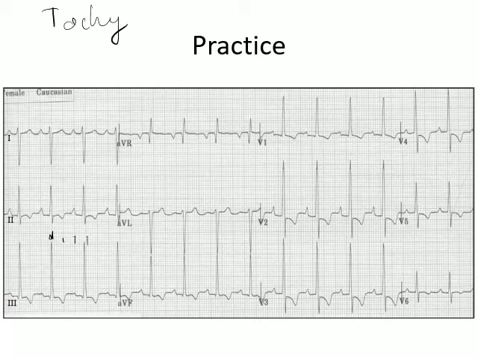Then you can see that the P wave is upright in lead 1 and lead 2, and each P wave is followed by a QRS complex, which tells us that the ECG is in sinus rhythm, that the patient is in sinus rhythm.